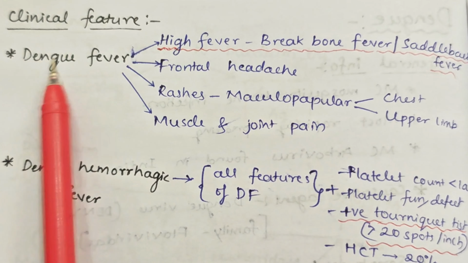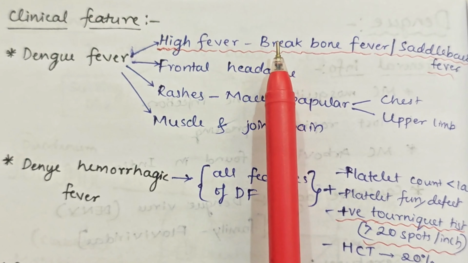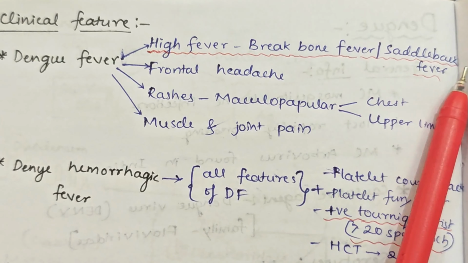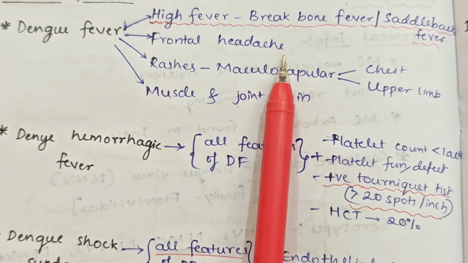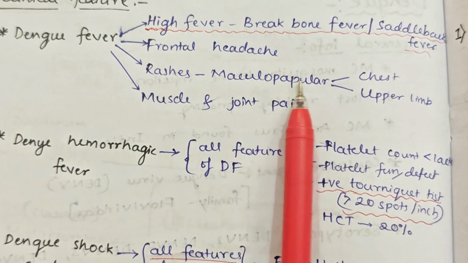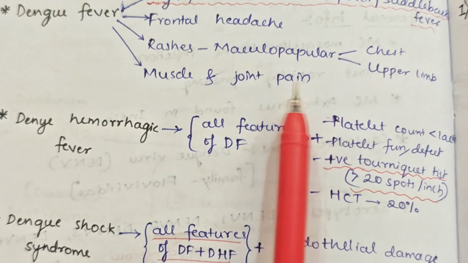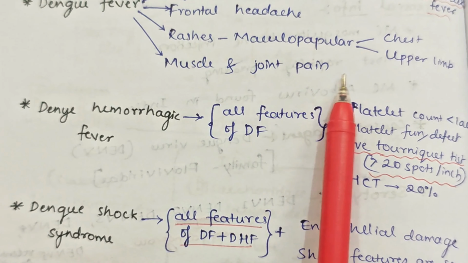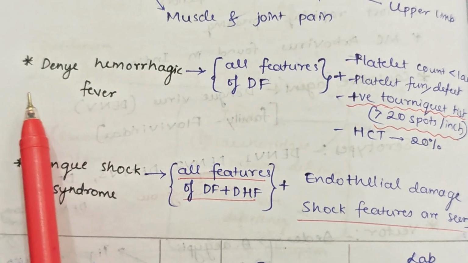Clinical features: dengue fever, with high fever, also called break-bone fever or saddleback fever, frontal headache, maculopapular rashes on the chest and upper limbs, muscle and joint pain, arthralgia and myalgia.